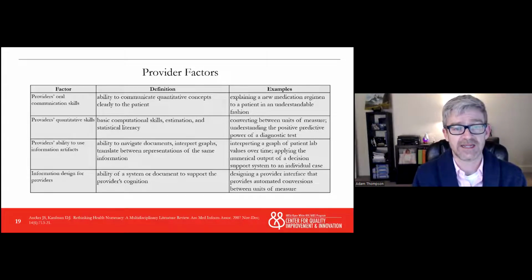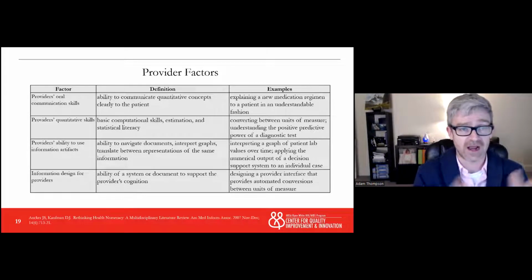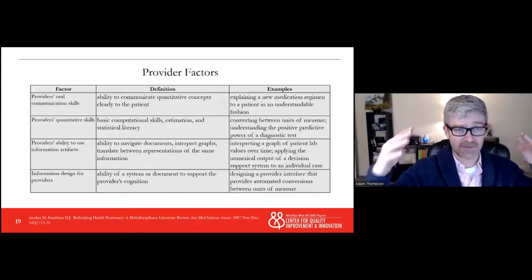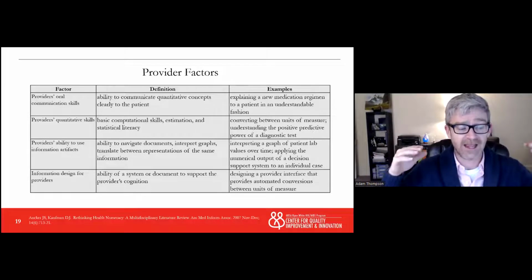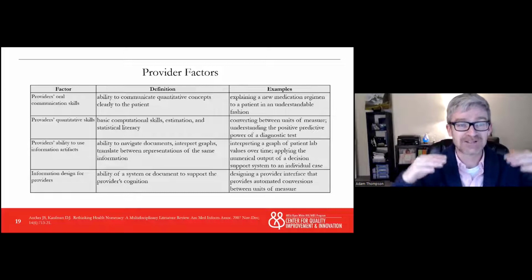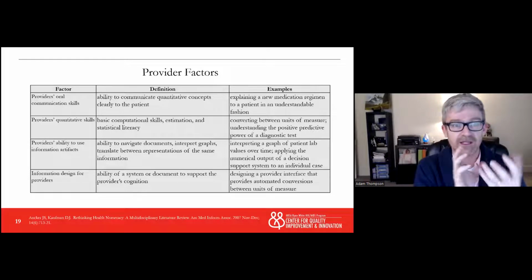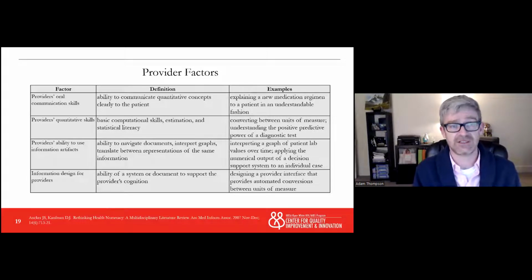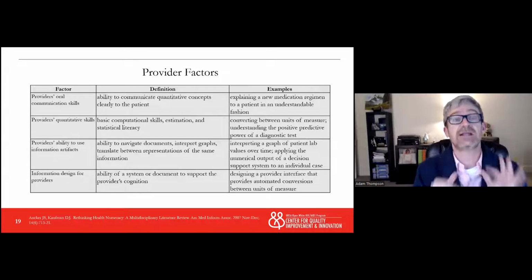Provider factors can also relate to their quantitative skills, their basic computational skills, estimation and statistical literacy. And this can be things like converting between units of measurement, right? Right now, I do a lot of cooking, and so I go a lot between cups and grams, depending on where my recipe comes from. It is not as easy as you think. And so when people are sitting there, it's like, do I even have the ability to quickly move between these different kinds of measurements, as well as understanding things like the positive predictive power of a diagnostic test, right?